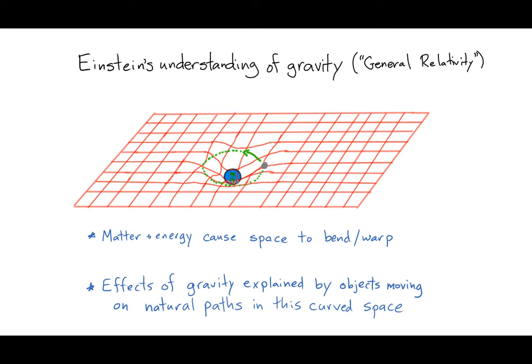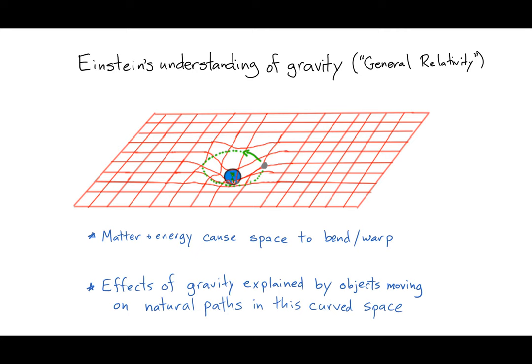You've probably all seen this cartoon. If we try to visualize space, it's easier for us to visualize two-dimensional space, and that's why we're drawing this 2D picture. Imagine a flat piece of paper. Then if there's some mass localized in some region, that has the effect of warping the space into a different geometry. And so now it's a curved space.